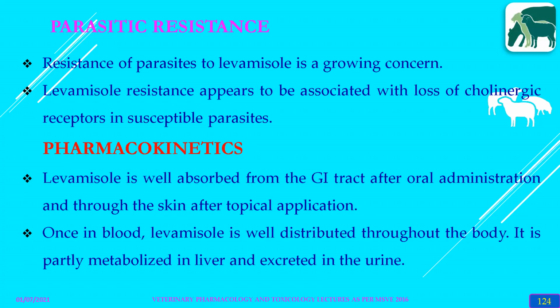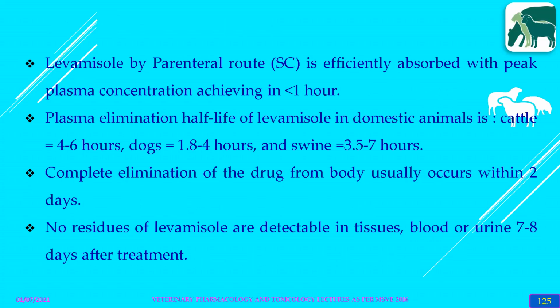Once in the blood, levamisole is distributed throughout the body, metabolized in the liver, and excreted in urine, with some of the drug excreted unchanged. In case of the parenteral route, especially subcutaneous, it is effectively absorbed with peak plasma concentration in less than 1 hour, but it is a little bit irritating drug, which has a lot of irritation properties. Then elimination of the drug takes place completely in 2 days. So no residues of levamisole are detectable in tissues after 7 to 8 days, meaning the withdrawal period is 7 to 8 days.